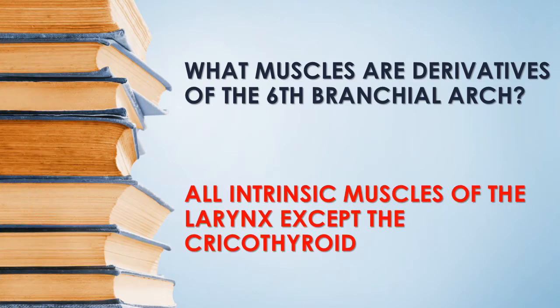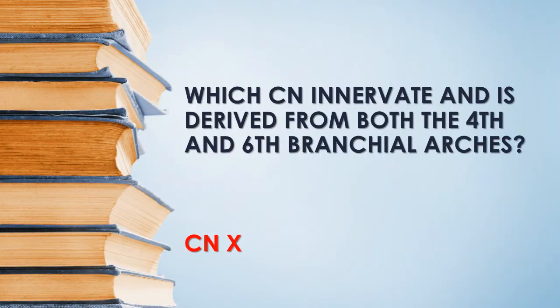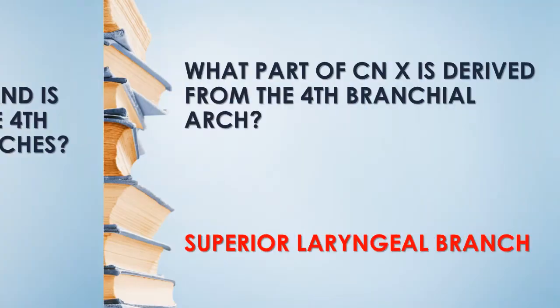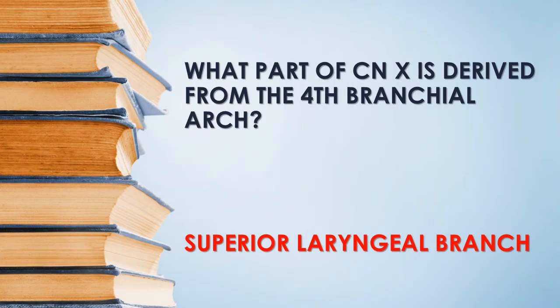What muscles are derivatives of the 6th bronchial arch? All intrinsic muscles of the larynx except the cricothyroid. Which CN innervates and is derived from both the 4th and 6th bronchial arches? CNX. What part of CNX is derived from the 4th bronchial arch? Superior laryngeal branch.